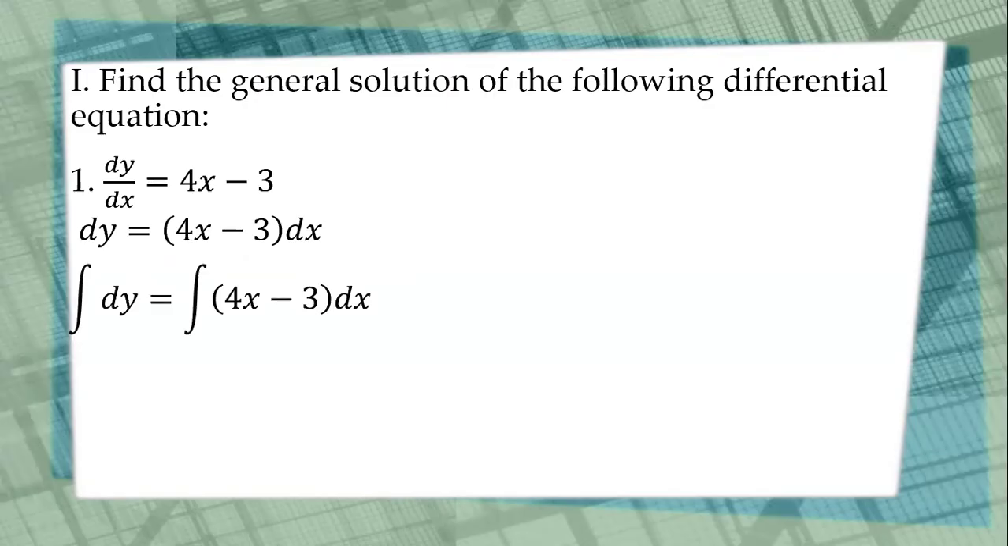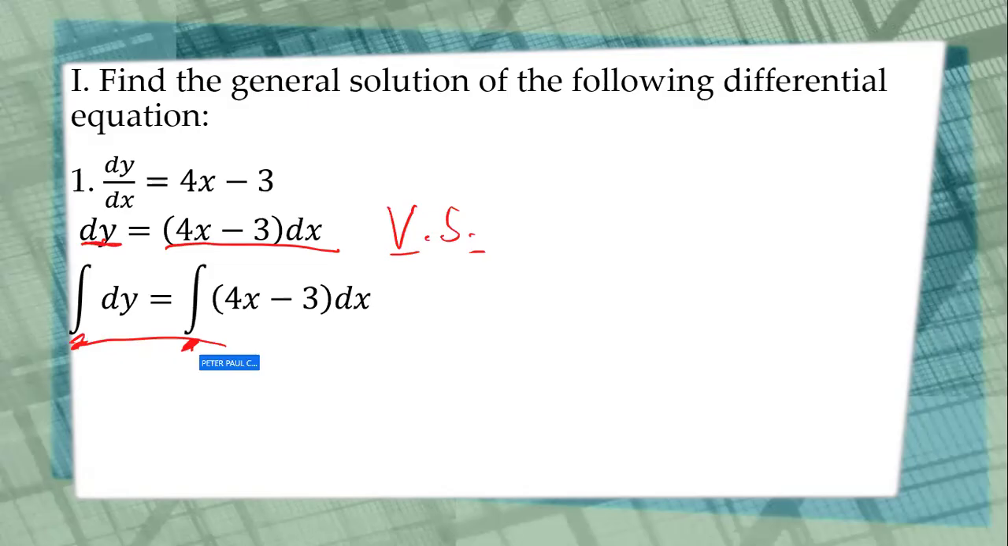Next, since all of the y values are on the left side and all of the x values are on the right side, we can now declare that this is a variable separable. So this is already a VS. Okay, so when it's a variable separable, then you can put now both the integral signs.